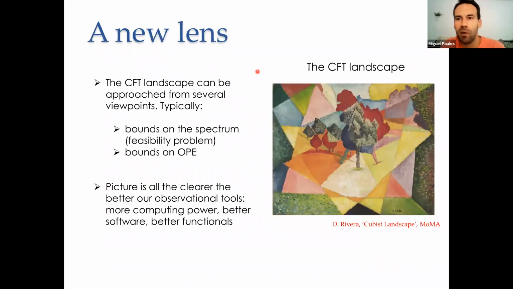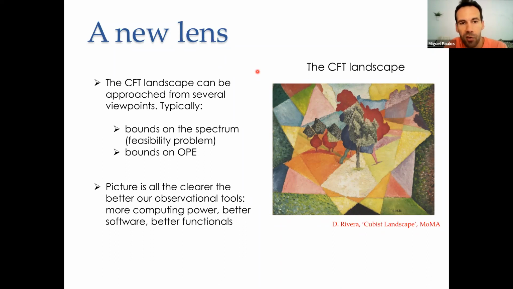So let me start off with some basics. Here's a picture of the CFT landscape. It looks a bit confusing because we still have a confusing picture of this landscape, since we can approach it from several viewpoints. This is the most that we can do because this is a very complex infinite dimensional space. The two different viewpoints that we usually apply are, first, to get some bounds on the spectrum of allowed CFTs, which I'll call the feasibility problem. You make some assumptions on the spectrum and then you check whether solutions can exist, or on the contrary, you rule them out.